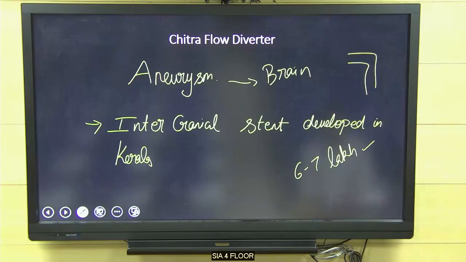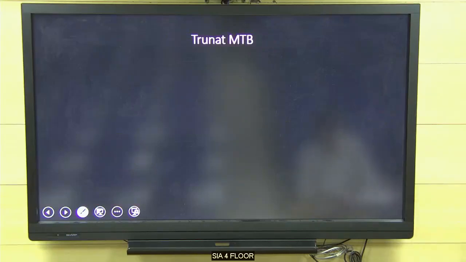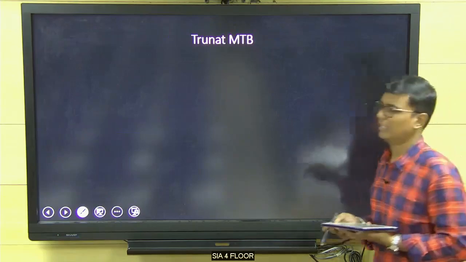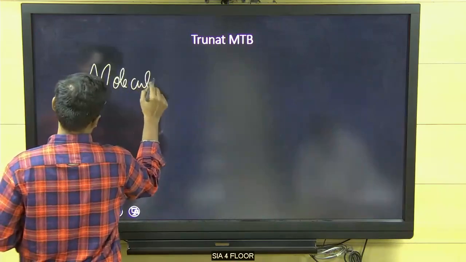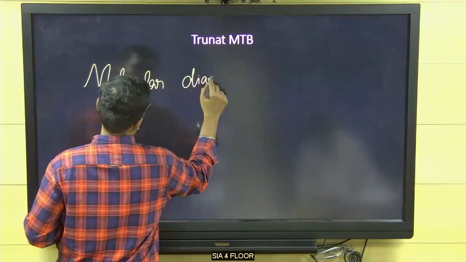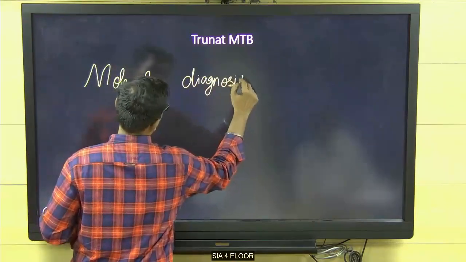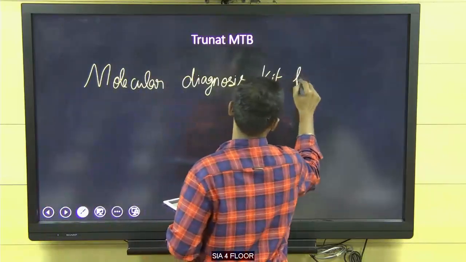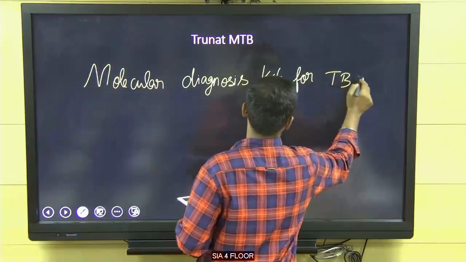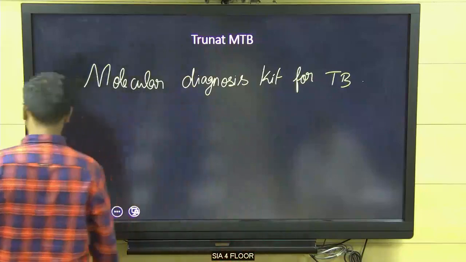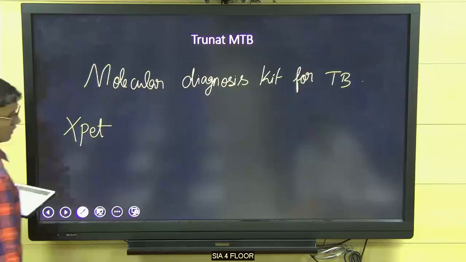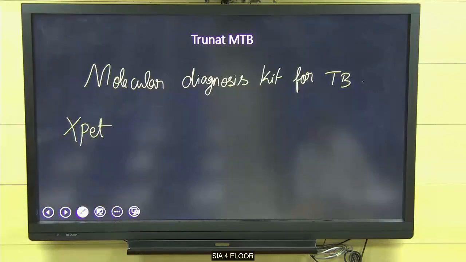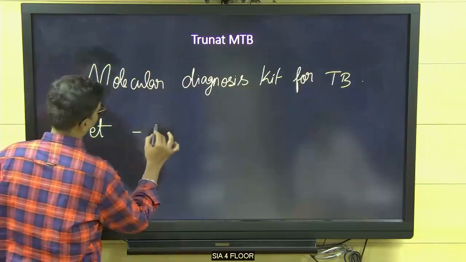The next one is TrueNAT MTB. So this is important. TrueNAT MTB is a molecular diagnosis kit for TB. Why was this in news? Understand, all these days we have been using a kit called Xpert. Xpert was the kit developed by other nations, so this was widely used, and TrueNAT is developed by India.